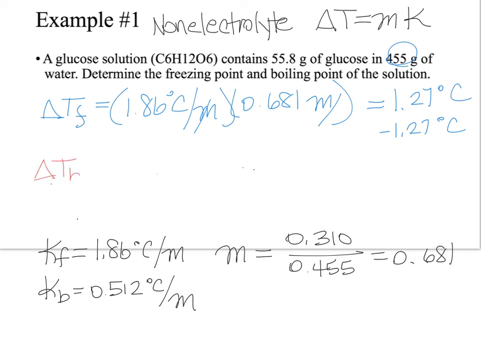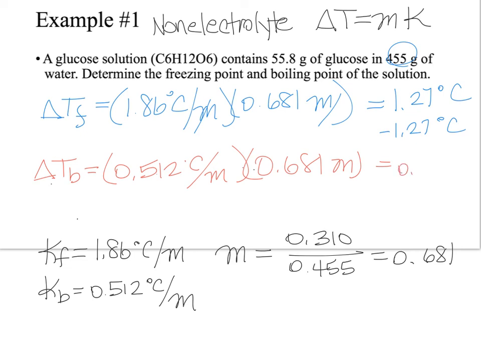Likewise, delta TB, 0.512 degrees Celsius per molal times 0.681 molal equals, in this case I'm getting 0.35 degrees Celsius. So the boiling point would go up to around 100.4 degrees Celsius.